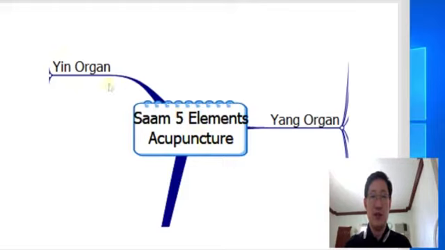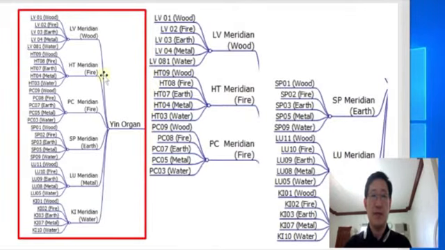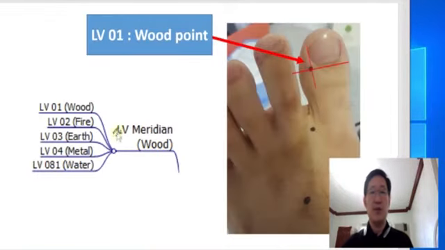This is part 2 about Saam 5-element acupuncture. Today I'm going to talk about the Yin organ meridians. The Yin organ meridians are liver, heart, PC, spleen, lungs, and kidney. Each meridian has 5 elements. So let's go. We start with the liver meridian.